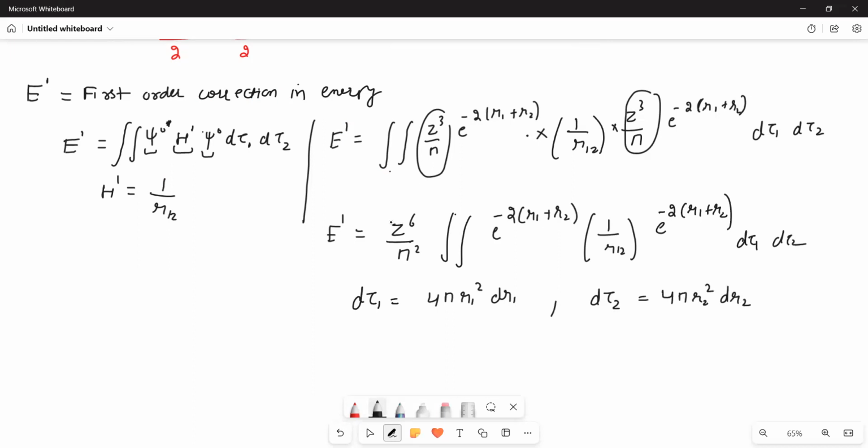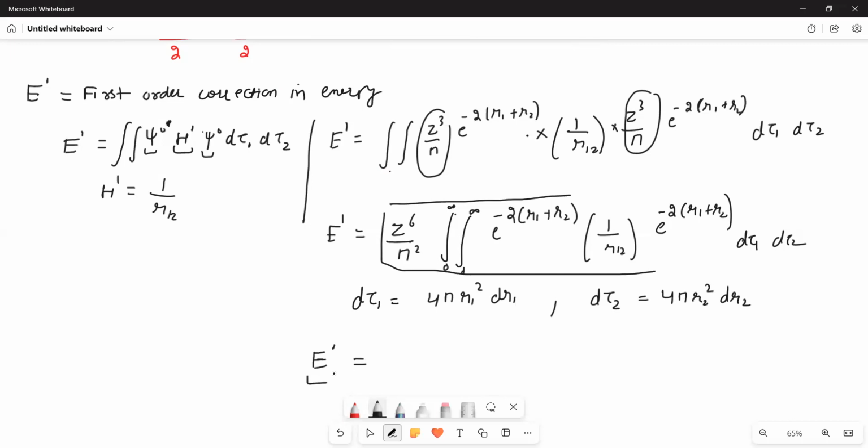Here we are not going to solve this integration. The limits are from 0 to infinity. We will directly write the result, because the solution of this integration is very tedious and very complex, so we are not going to solve it. We are only interested in the result. So we will write the result.